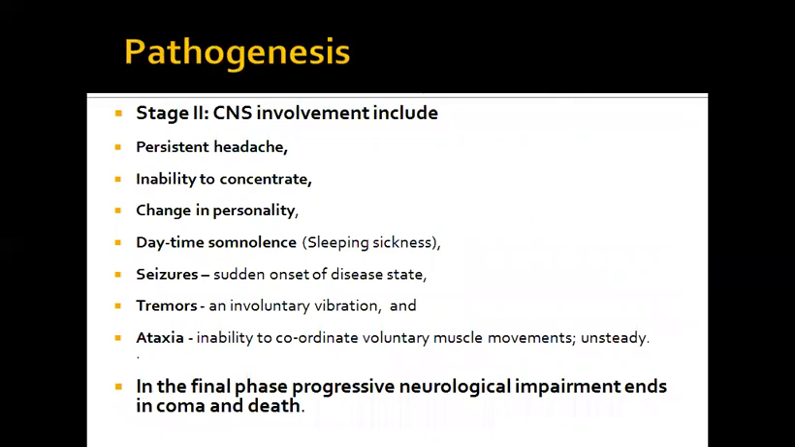Coming to stage 2, which has central nervous system involvement, this includes persistent headache, inability to concentrate, change in personality, and daytime somnolence. A person always feels very sleepy, sleepy during the daytime also. Then the signs and symptoms also include seizures, tremors, and ataxia. In the final phase, progressive neurological impairment occurs, which ends up in coma and death of the person.